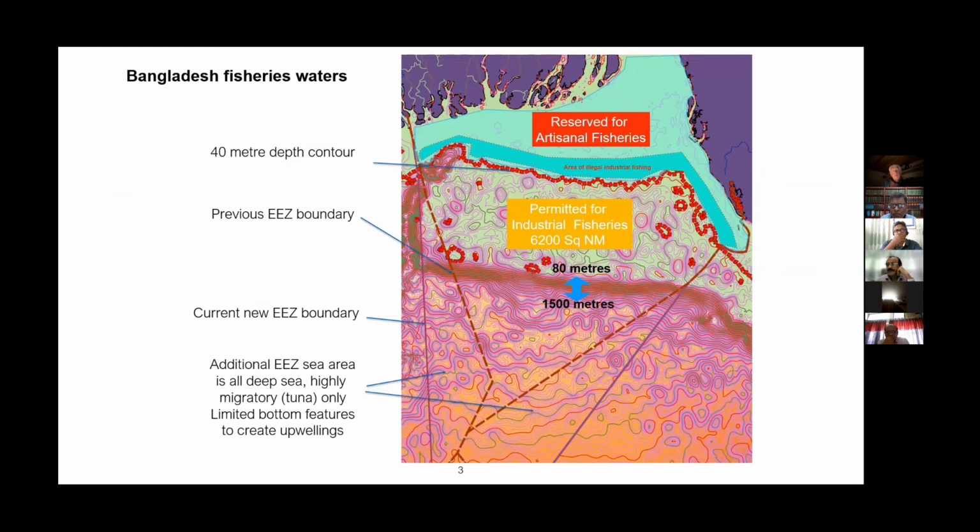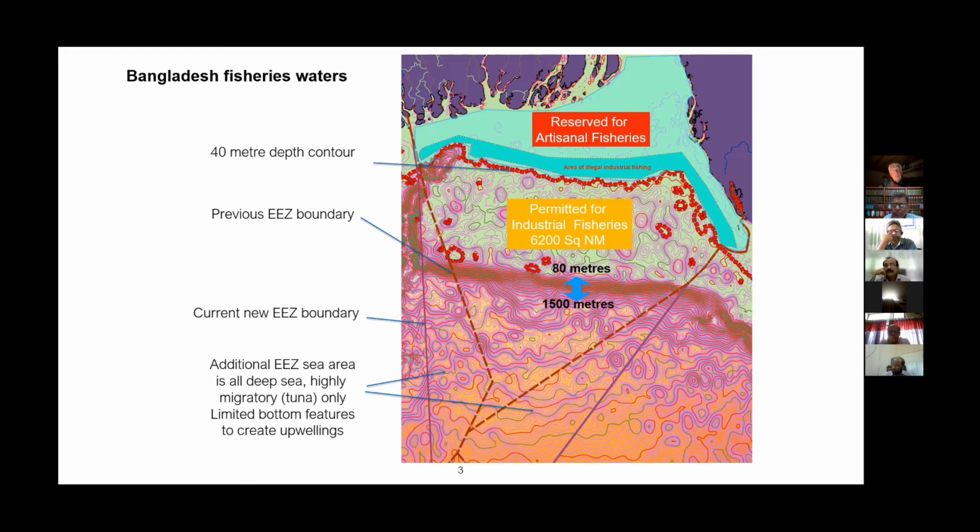Bangladesh Fisheries Waters, as was shown earlier today by the PD, has a structure of management at the current time. The inshore zone inside the 40-meter depth contour is reserved for artisanal fisheries. There is some wandering by industrial vessels into that zone, as has been seen by satellite imagery.